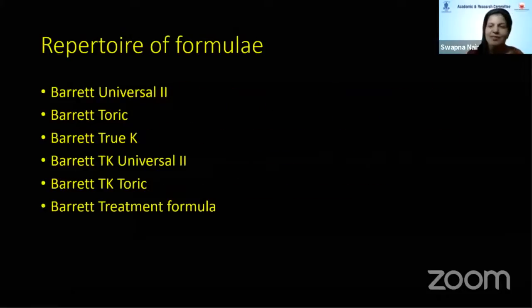Now, why? Because Barrett is not a single formula. It is a repertoire of formulae. So you have the Barrett Universal 2 along with the Toric and the Total Keratometry Universal 2 and Total Keratometry Toric, which form the Barrett suite, along with Barrett True K and the Barrett treatment formula. True K is for post-refractive cases, and the treatment formula aligns toric IOLs that may be giving you residual power. So here you have a whole range of conditions that you can deal with using the Barrett formula.